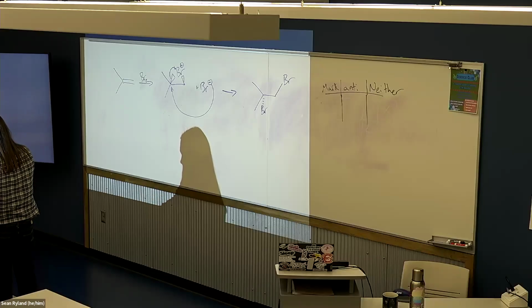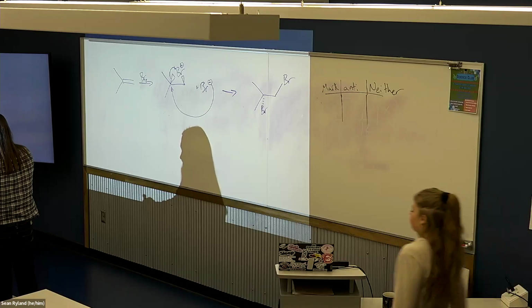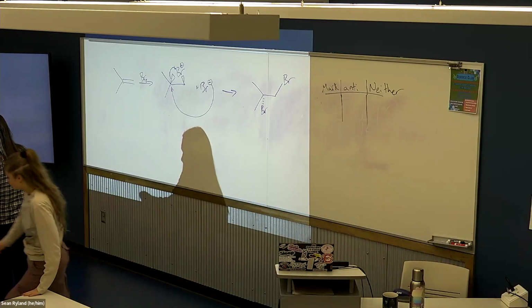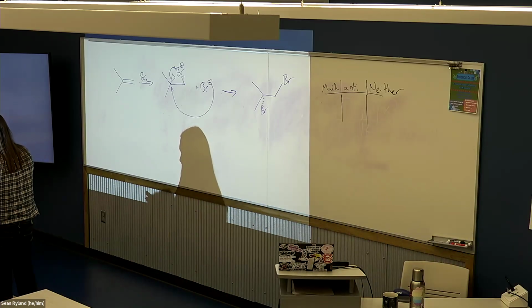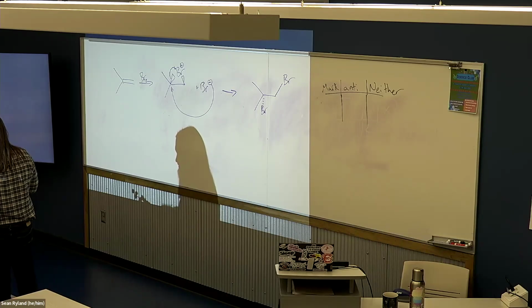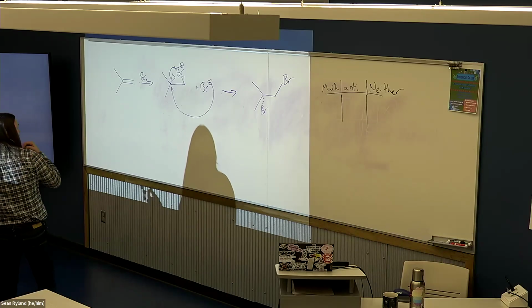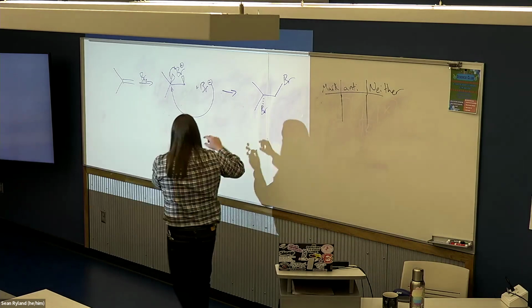So we have this. This one comes in, breaks, and this one now attaches over here. It does an umbrella flip because it's an S2. So we get this. There's your final product. That's what I'm trying to draw here.